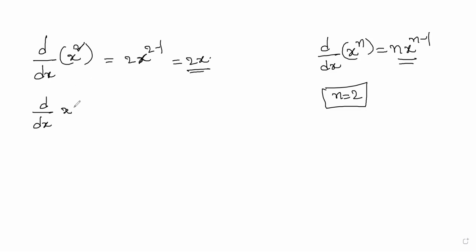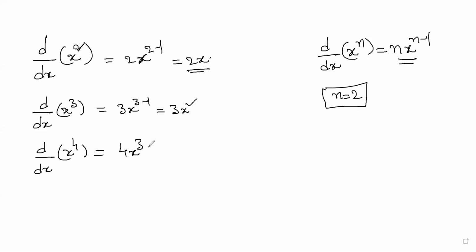d by dx of x cube: again n into x power n minus 1, here the value of n is 3, so 3 into x power 3 minus 1. That is 3x square. Now again d by dx of x power 4 becomes 4x cube, n into x power 4 minus 1, and 4 minus 1 is 3. So these are the three basic things which you will keep coming across.